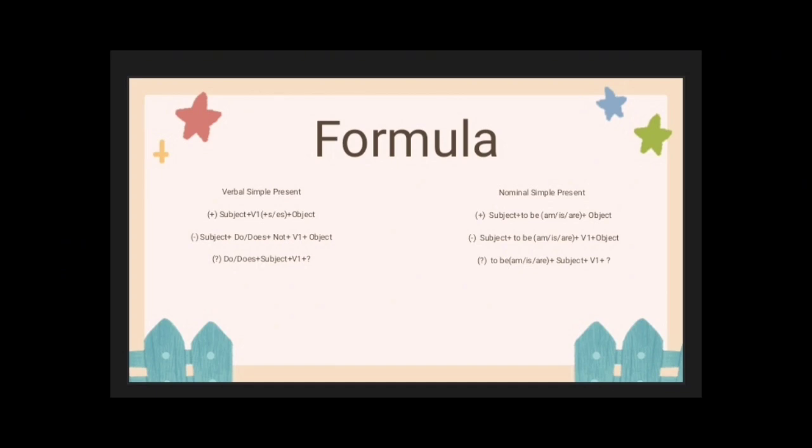For the nominal simple present, for the positive sentences, use subject plus to be, am, is, or are plus object. For negative sentences, use subject plus to be, am, is, are plus verb 1 plus object. For interrogative sentences, use to be, am, is, are plus subject plus verb 1 plus question mark.